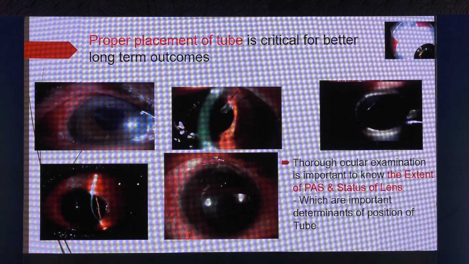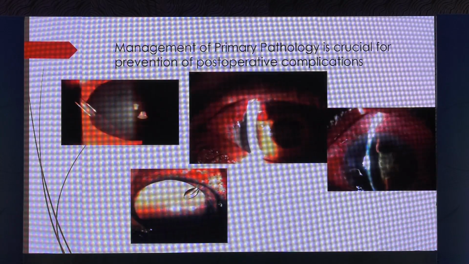For any implant, it is very, very important that you have a proper placement of the tube, which is critical for better long-term outcomes. For that, again, you need to do a thorough preoperative workup to know the extent of PAS and the status of the lens. Both these factors are very important determinants for the position of the tube. If the patient is having 360-degree PAS, then you cannot put the tube in the anterior chamber, and you have to go for either a sulcus placement or the placement in vitreous. And the lens, the phakic and pseudophakic status, are also important to determine the position of the tube.